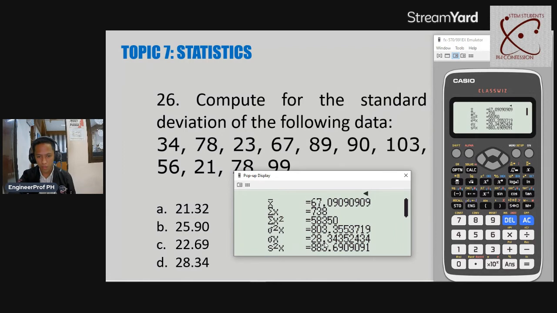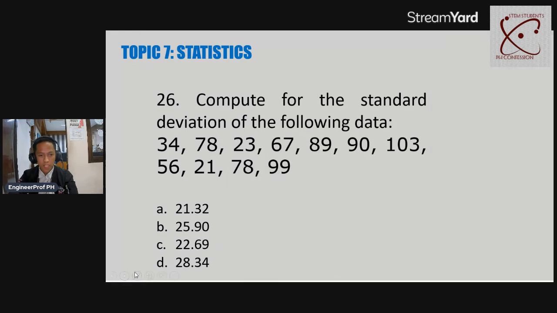So 28.34 yung sigma. Kasi yung sigma squared is the population variance. Okay, you just square the standard deviation, you will get the variance. But dito, we are just required to get the standard deviation, which is 28.34. Ayan. So, sigma x 28.34, that is letter D. Ayun. I think that is all for my presentation.